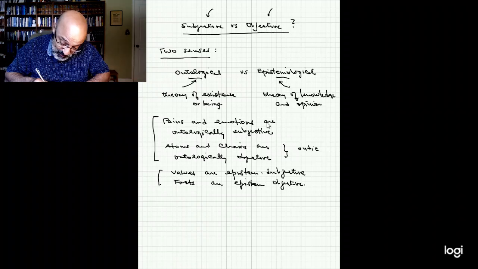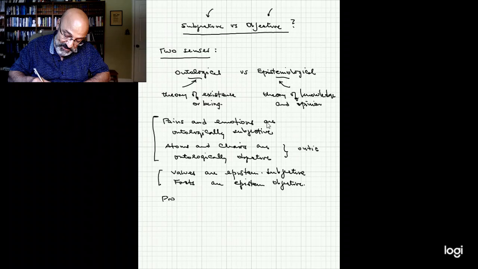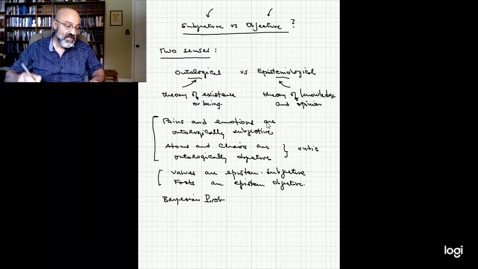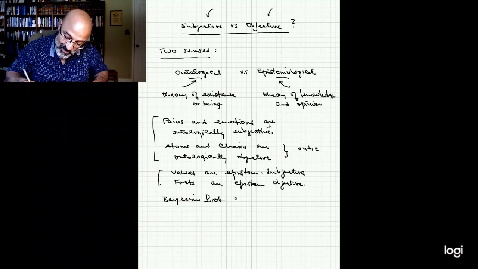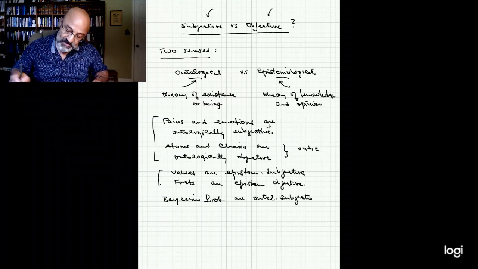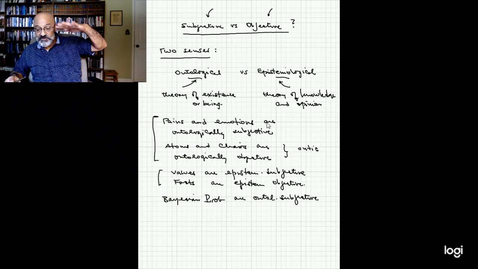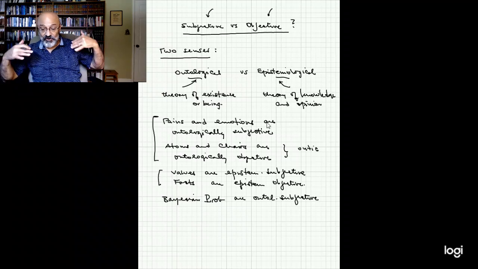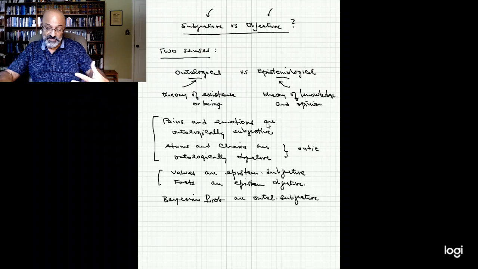So probabilities, let me write Bayesian probabilities. Bayesian probabilities are ontologically subjective. They're not like frequencies or propensities or potentialities. They're ontologically subjective. They're tools that we humans use for reasoning.